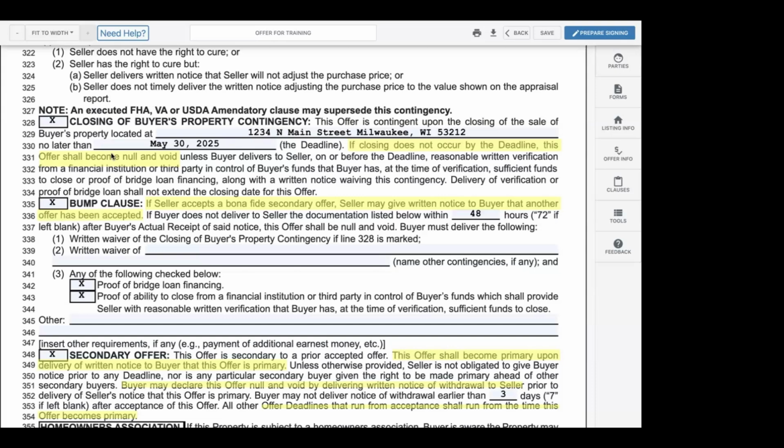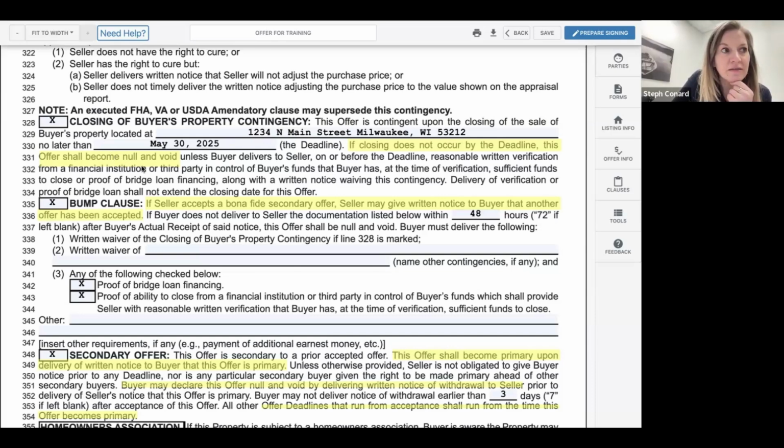Yes, so first, what is a bridge loan? I'm sorry, say that again? What is a bridge loan?